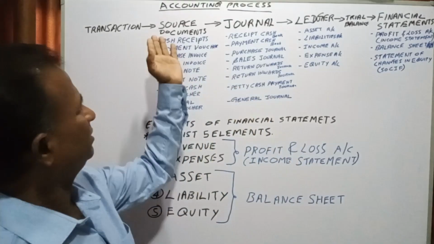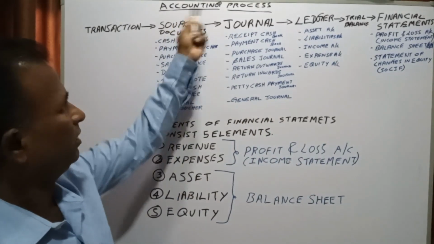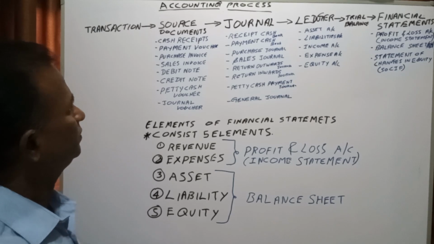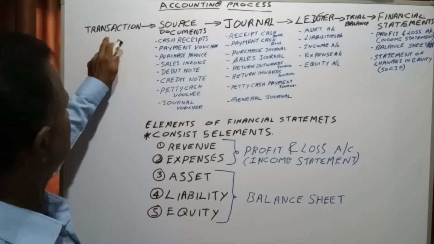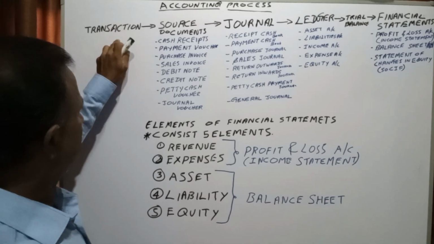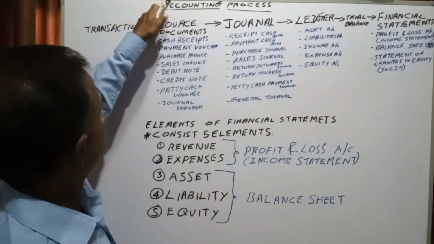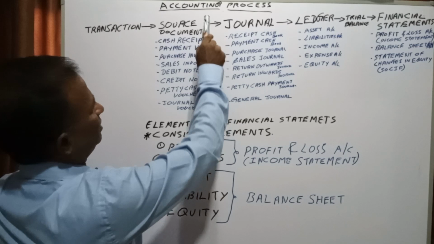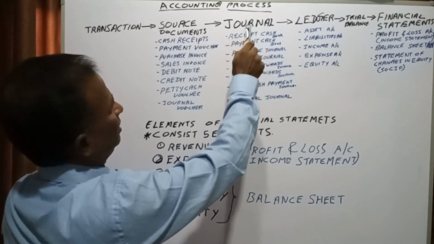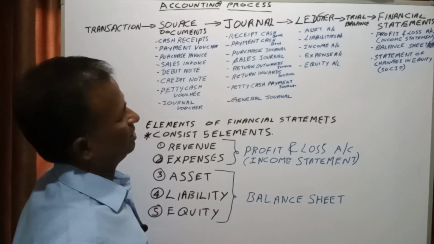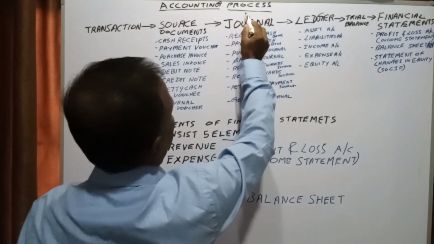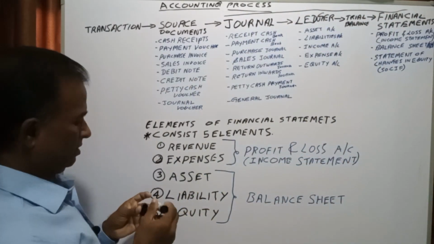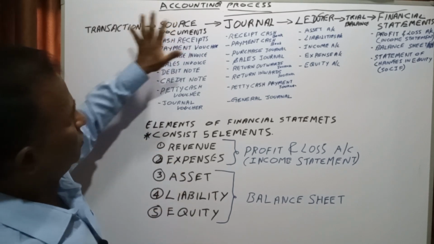Now we can see the accounting process. Accounting process, that is transaction. First is transaction. We are getting the transaction, and we are collecting the source documents of that particular transaction. And thereafter we are recording into the journals. These three are the recording process. These two are the collection process.